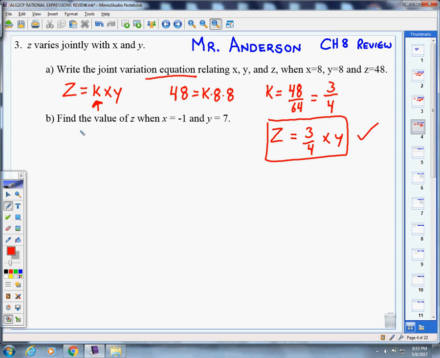All right, then we have to find specifically z when x equals negative 1 and y equals 7. So same thing, plug in x and y. Z equals 3, and I'll write it as 3xy over 4 this time. X is negative 1. I just think it's more useful. Over 4. All right, so what is this? This is negative 3, negative 21 over 4. And there we have what z equals in that situation.